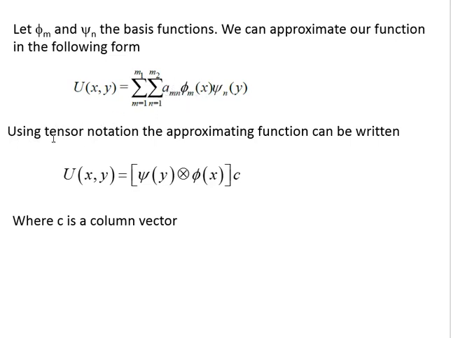A brief abbreviation of this formula, we can use the tensor product, which we can use in Matlab by the kron command. So we can write u equal to psi y tensor product with phi x, multiplied by c. C is a column vector which we have to determine. We will understand this formula by the following example.